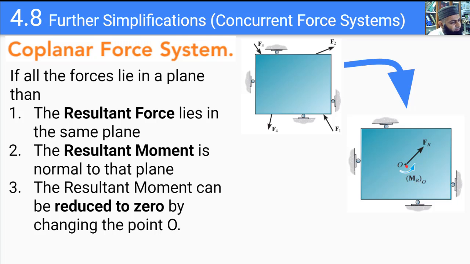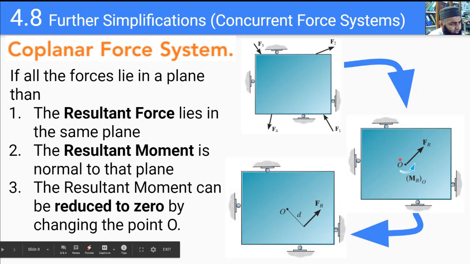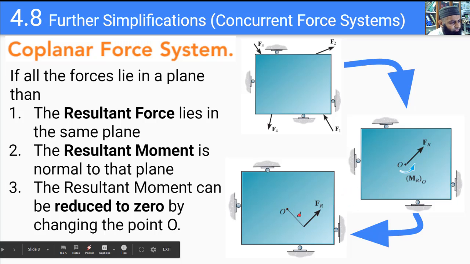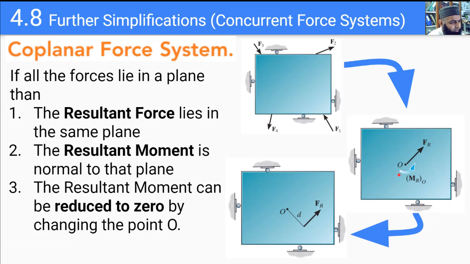But we can simplify our system even further, because we see that if we were to move this force perpendicular to the force itself, we can also cancel out this moment. So what do we mean by that? If we were to move this force Fr up a distance d from the point O, we would get an extra moment, and this moment can be chosen to cancel the original couple moment, such that the resultant couple moment is equal to 0.